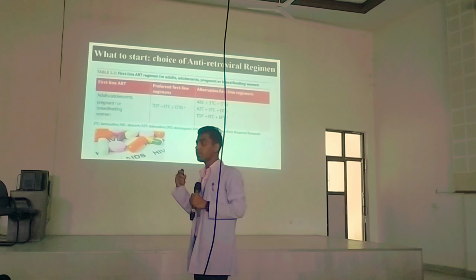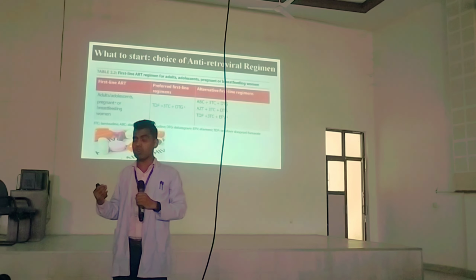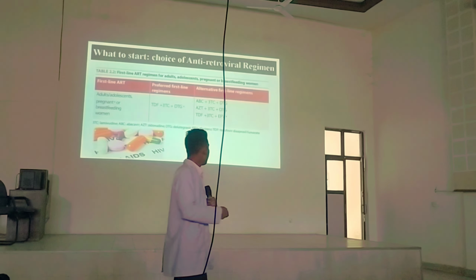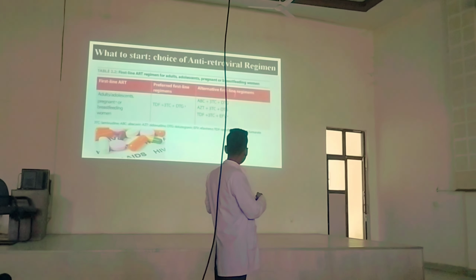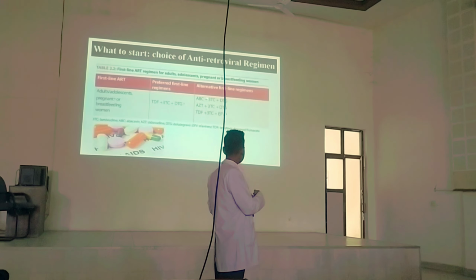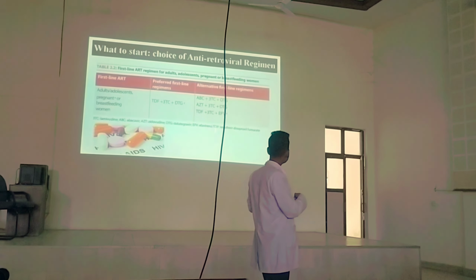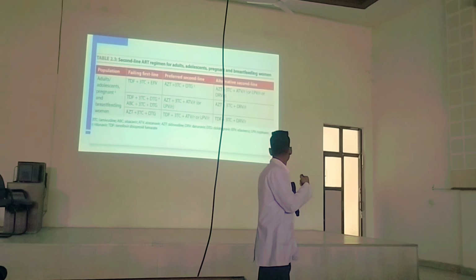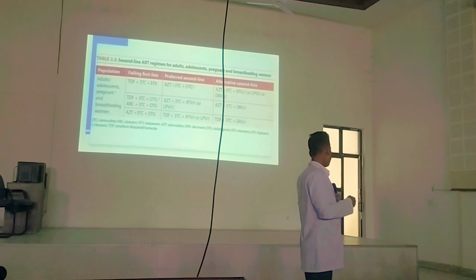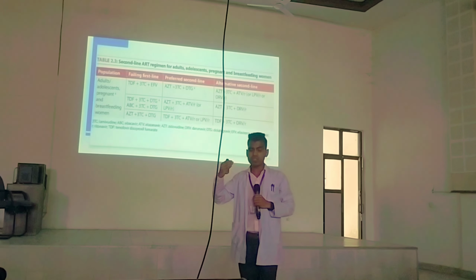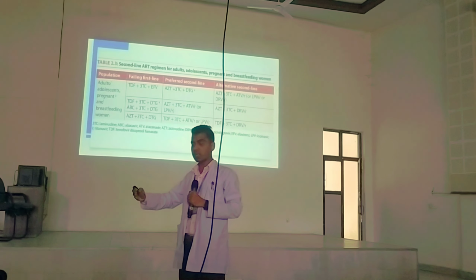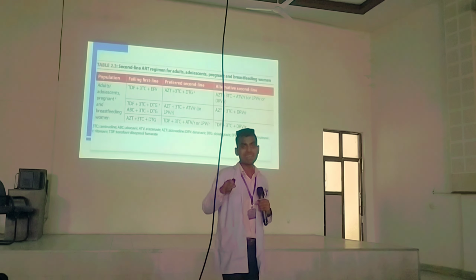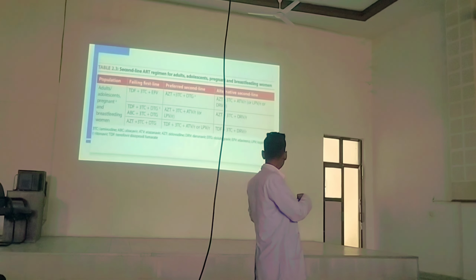Suppose any patient develops any side effect of a drug or any drug interaction, we can go for the alternative regimen. For example, efavirenz can be there, lamivudine can be there. These are all the alternative regimens in the case of adults. Now this is our second line regimen. If we find evidence of treatment failure, we have to switch to the second line regimen. This is the second line regimen given by our national guidelines here.